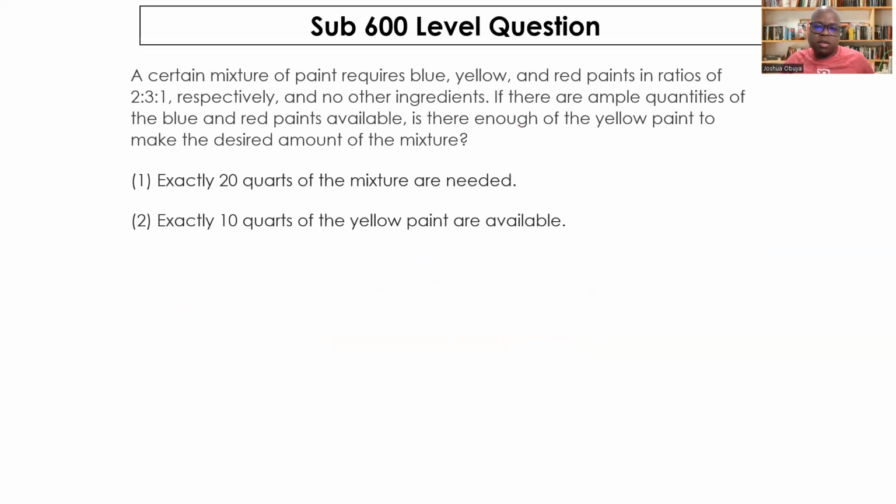Given that, you can say statement one is not sufficient because we don't know what yellow is. We only know what blue is, what red is, and the whole mixture. They need to tell us what yellow is for us to know whether it is sufficient or not, because yellow could be any amount. It could be more than half, it could be less than half. So in either case, it won't be continuously yes or continuously no. So this is not sufficient.